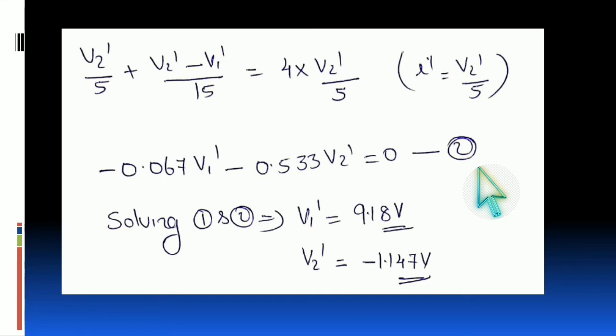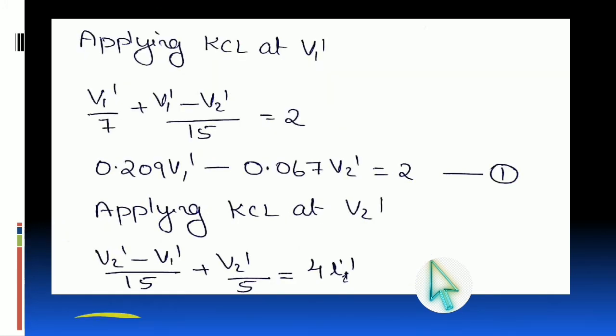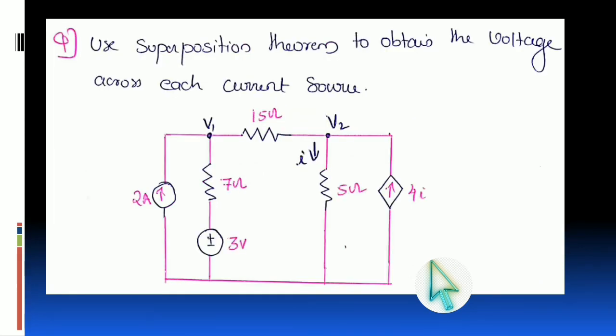Now by solving equation number 1 and 2, we get V1 dash is equal to 9.18 volts and V2 dash is equal to minus 1.147 volts. Let us now focus on our second independent source, the 3 volt voltage source.